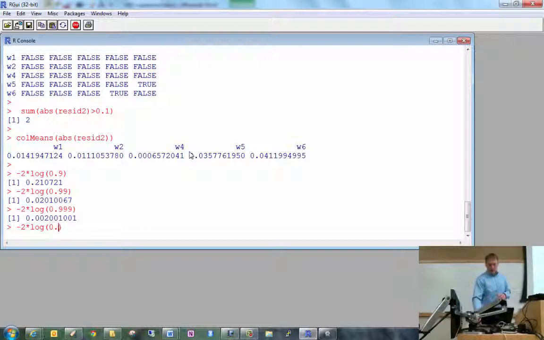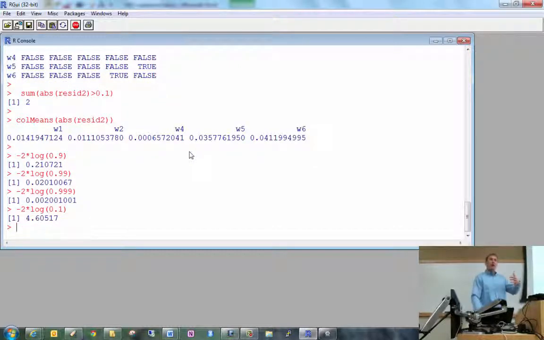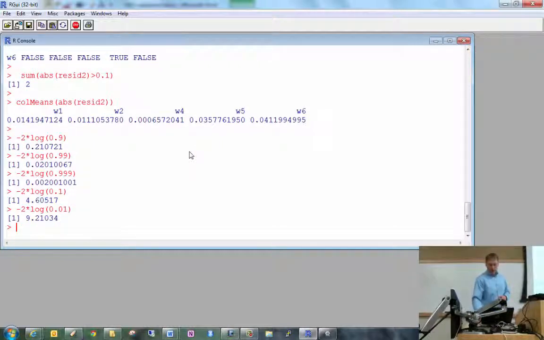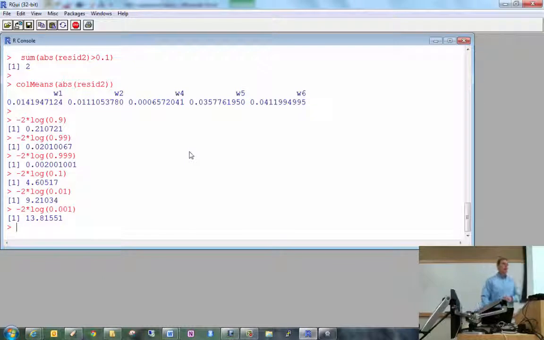Instead, suppose we look at 0.1 as the value of lambda. Notice how now what's happening there? -2 log lambda is getting large. Suppose I go 0.01. It's getting even larger and even larger. So you can see then why we have a right-tailed test. We reject H0 when this -2 log lambda is large. Okay? Are there any questions?